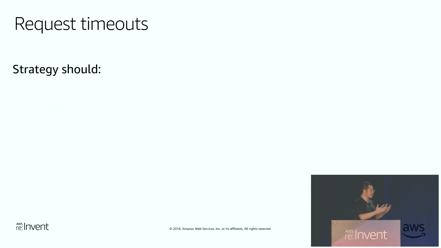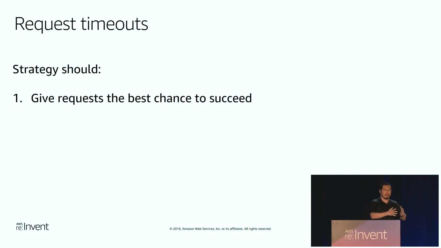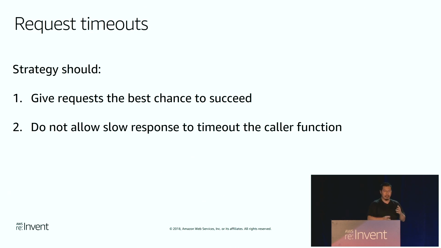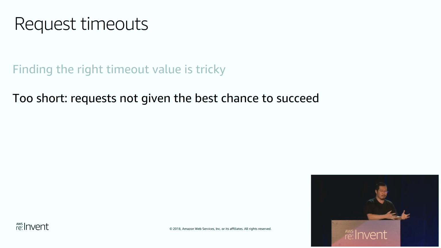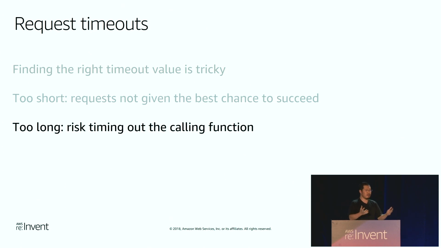The rule of thumb in microservices is to use a short timeout, and your timeout strategy should give your request the best chance to succeed, but not at the cost of waiting so long that your function itself gets timed out before it hears back from the other service you're talking to, in which case you end up creating cascade failures in your call chain. And this is where I find trying to pick the right timeout value very tricky. When it's too short, you're not giving the request the best chance to succeed. Suppose I've got a function with 5 seconds left, and I set my timeout for all the outbound requests to 3 seconds, then even though I've got 5 seconds, I'm only making use of 3 seconds. Or it can be too long.